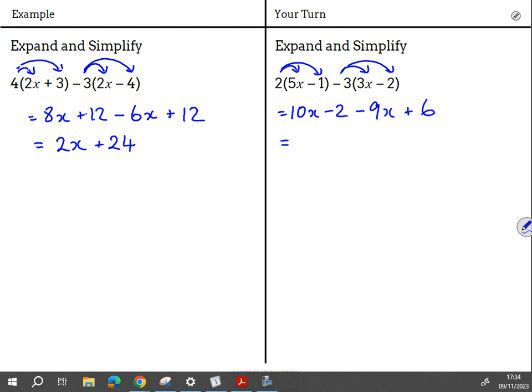Again, we're looking to collect like terms. 10x take away 9x is going to leave me with 1x. So it's just x. And then take away 2, add 6 will give me a plus 4.